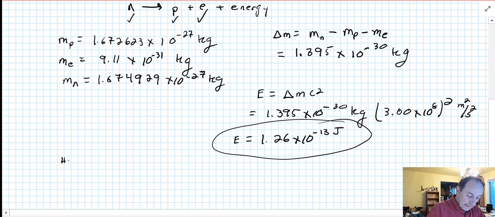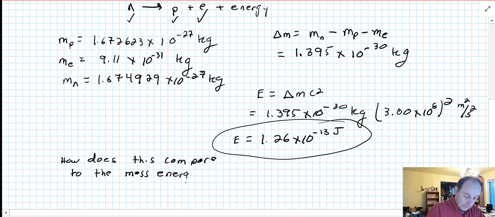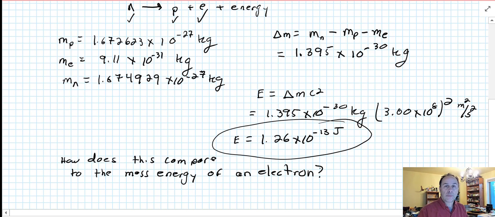So how does this compare to the mass energy of an electron? Okay, now we're using the term mass energy because what we're referring to is how much energy would be released if all that mass of that electron were converted to energy. If you just talk about the energy of an electron, you're getting into the energy levels and that sort of thing. That's not what we're talking about here.